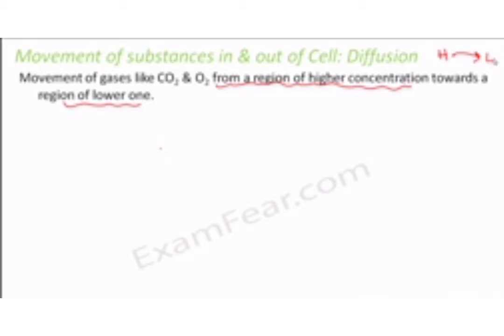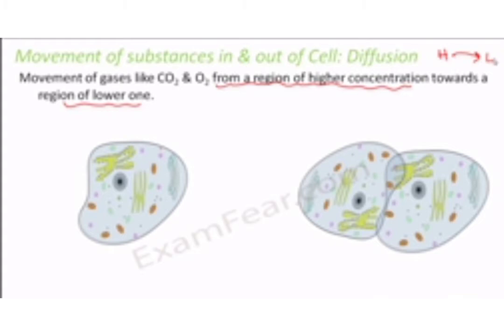Let us suppose the gas which has to move is oxygen. Wherever the concentration of oxygen is more, wherever more oxygen is present, that is the region of higher concentration. So oxygen will start moving from the region where more oxygen is there towards the region where less oxygen is there. This movement or this process is known as diffusion.